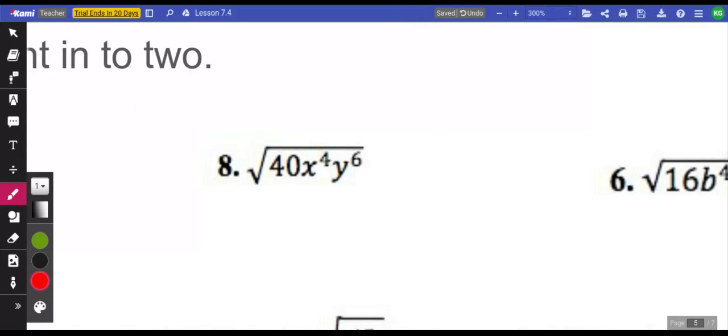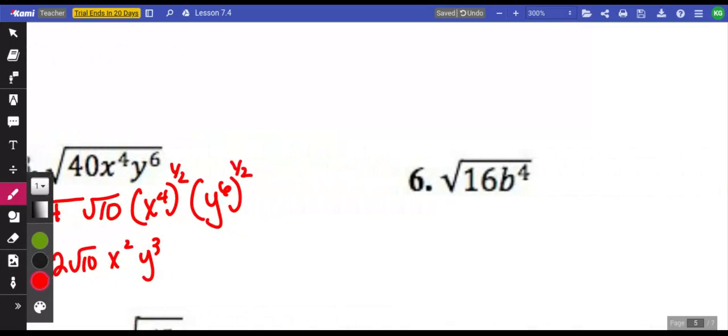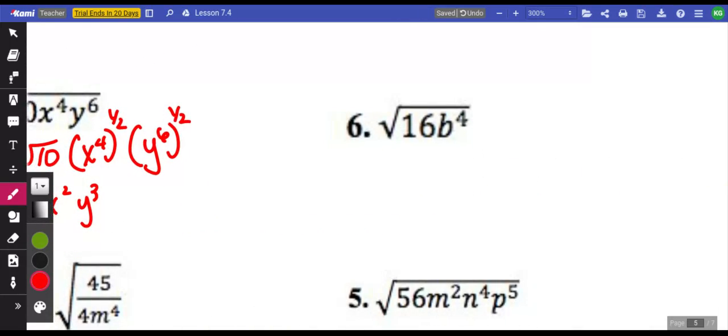On number 8, 40, I am going to have to break up into square root of 4, square root of 10. And then x to the 4th to the 1/2 power, y to the 6th to the 1/2 power. So I'm going to have 2 square root of 10, x squared, y cubed. On number 6, the square root of 16, I don't have to break up. That is 4. And b to the 4th to the 1/2 power is b squared.